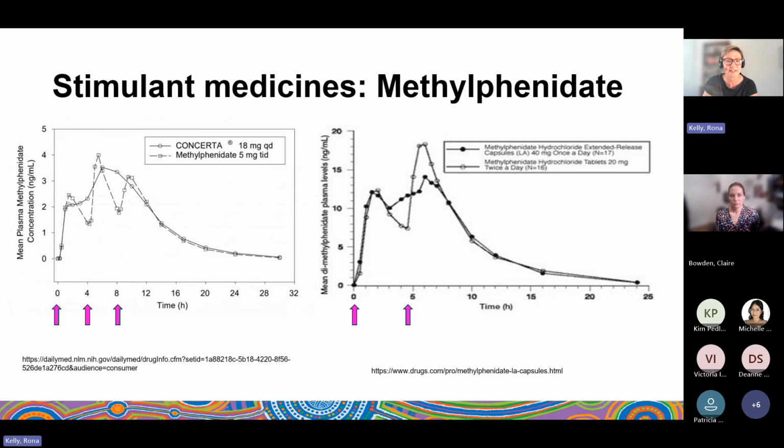And with Concerta, about 12.5% of the total dose is provided in the first 4 hours as immediate release, and then it's released as a slow release over the subsequent 8 hours, so 12 hours altogether. Whereas on the right is Ritalin LA. And so 50% of the dose is delivered as immediate release in the first 4 hours and 50% in the second. So that's got a total duration of 8 hours.